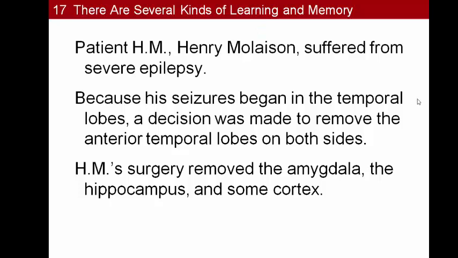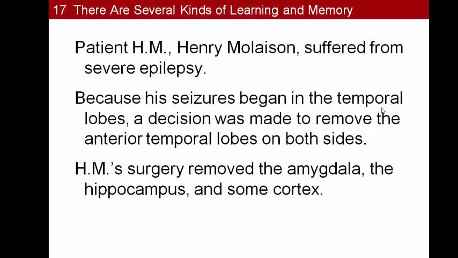So they decided that nothing else is working. Let's see if we can remove large portions of the temporal lobe and see if that stops the seizures. So, to a certain extent, if you're thinking about it that way, Henry's surgery was a huge success. His seizures stopped. The problem was he had some pretty significant side effects, as you might imagine.